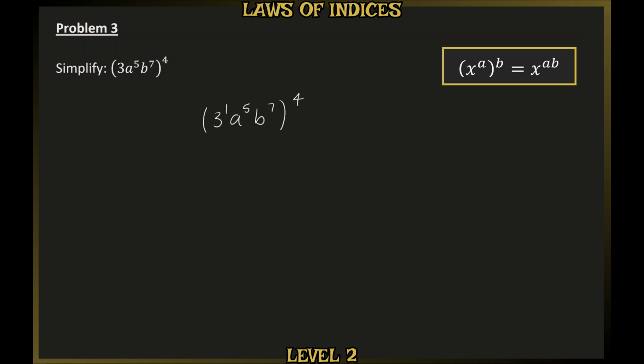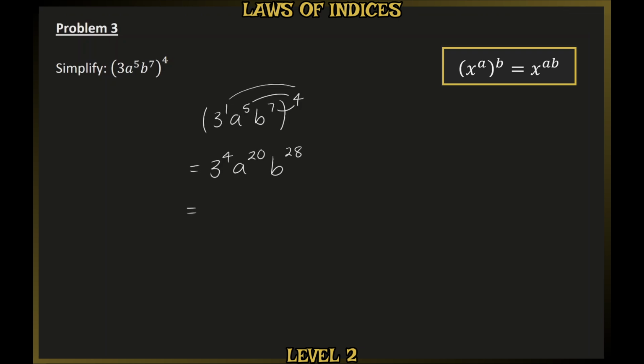So we start by multiplying together 1 and 4, which gives us 4. So we have 3 to the power of 4. Next, we multiply together 5 and 4, which gives us 20. So we have a to the power of 20. And finally, we multiply together 7 and 4, which gives us 28. So we have b to the power of 28.